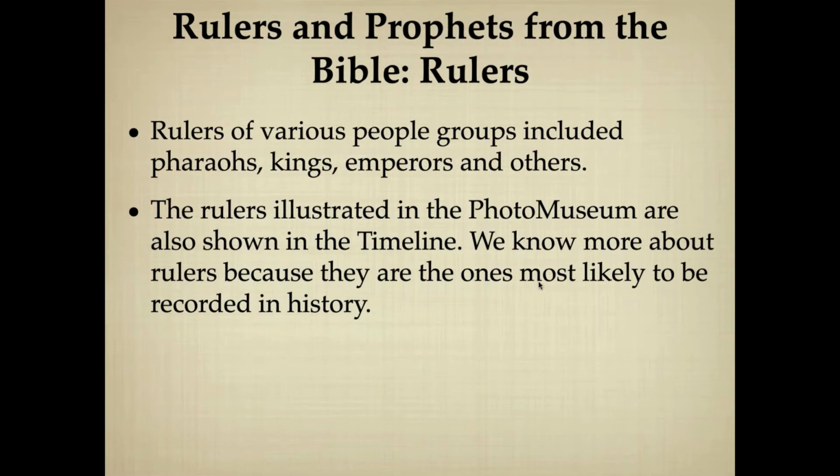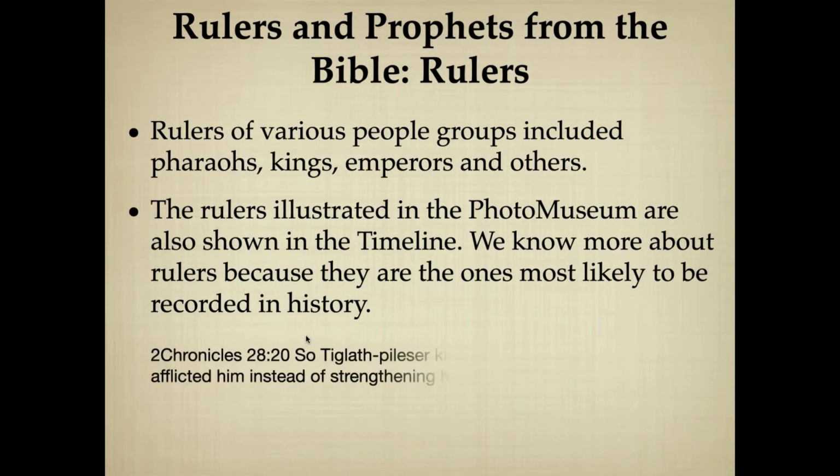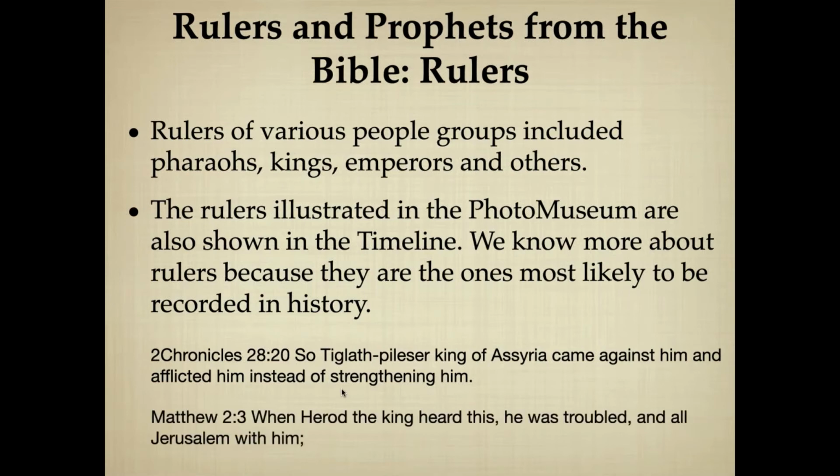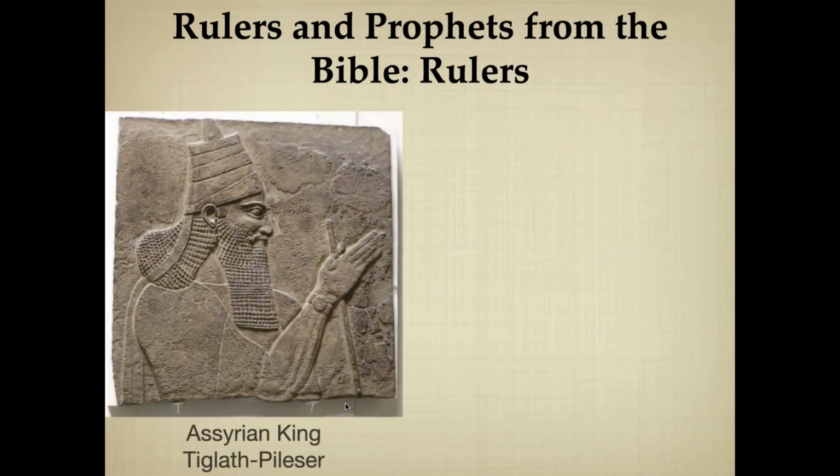And we do know more about the rulers because they're the ones most likely to be recorded in history. And here's a couple of examples. 2 Chronicles 28:20 talks about the king of Assyria, Tiglath-Pileser, who came against the king there and afflicted him. And in Matthew, we read about the infamous ruler Herod the king, the one that killed the babies in Bethlehem that we talked about earlier. "And when King Herod heard this, he was troubled, and all Jerusalem with him." So there are examples of rulers. So let's see what we've got. Well, we actually have pictures of many of the Assyrian rulers because they left these reliefs on their palaces, and we've excavated.